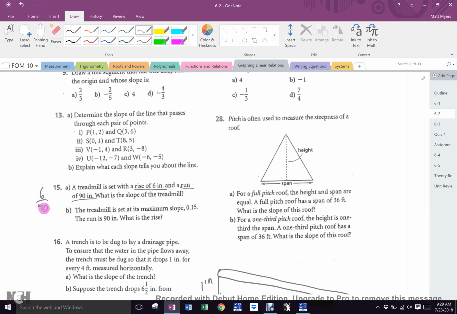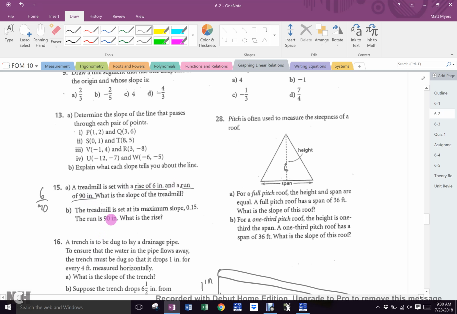What? Why is there what? Because it says that the run is 90 inches. So the treadmill looks like this. There's the treadmill. It's 6 inches off the ground and 90 inches that way. Rise 6 over 90. Now this one tells you the run is 90. So what's the rise? It tells you right here, rise is 6 when the run is 90.